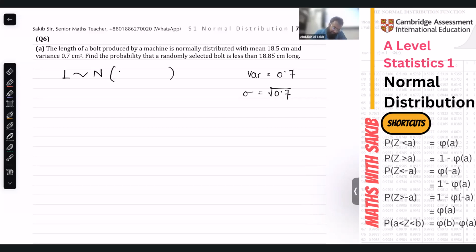So the mean is 18.5 and the variance is 0.7, I'm just writing in this style. You understand? Sigma is what? Root over 0.7, and variance is root over 0.7 whole square, that is 0.7. Clear? Now, find the probability that a randomly selected bolt is less than 18.85 centimeter. So now we need to find the probability that the length of the bolt is less than 18.85.